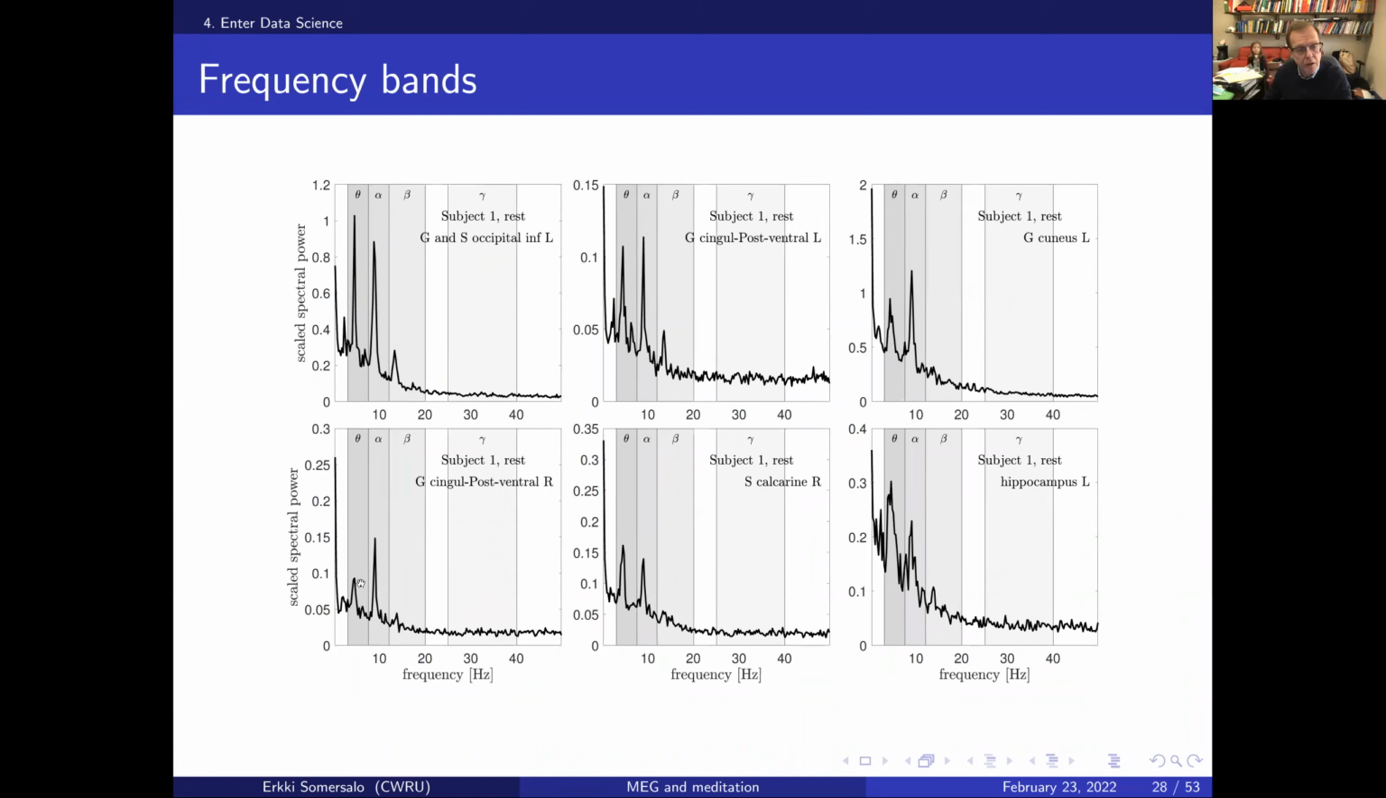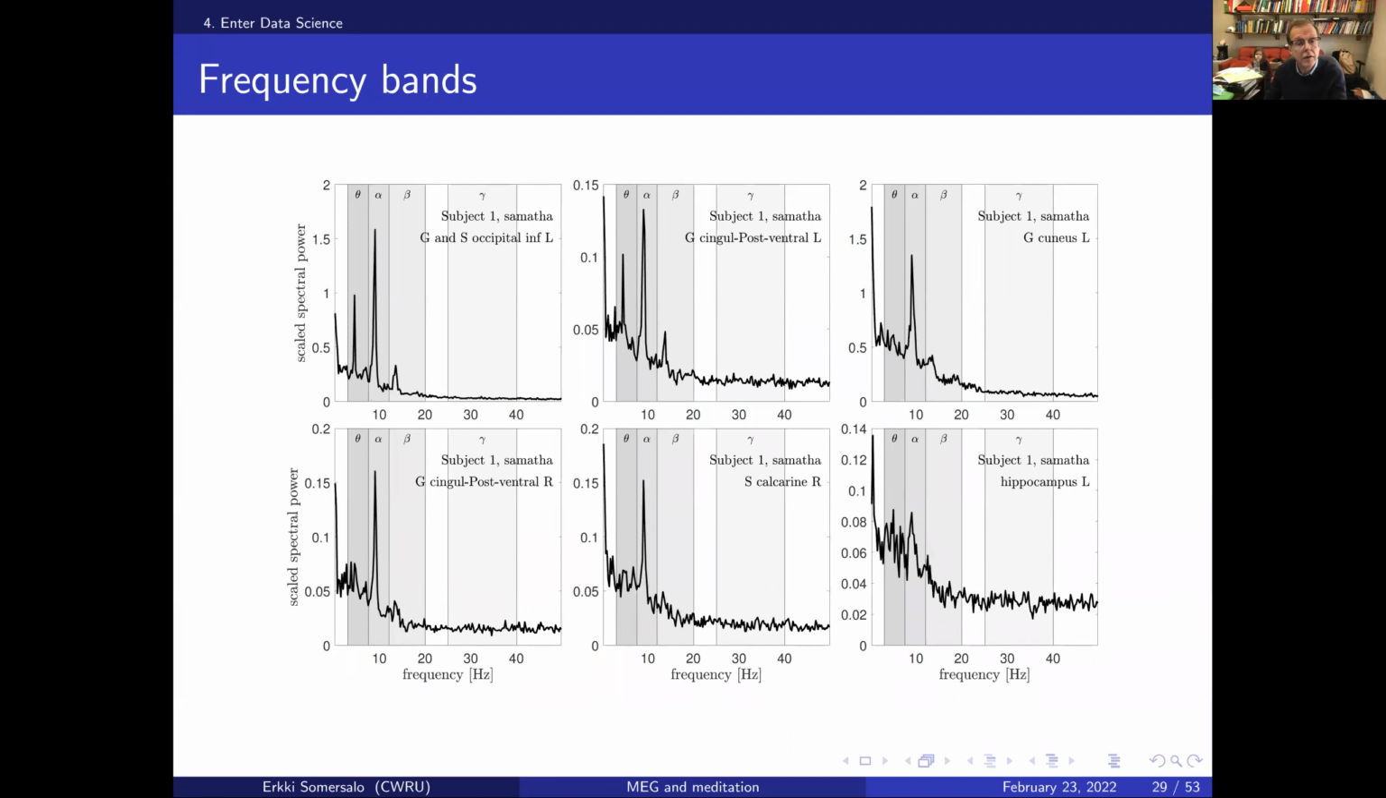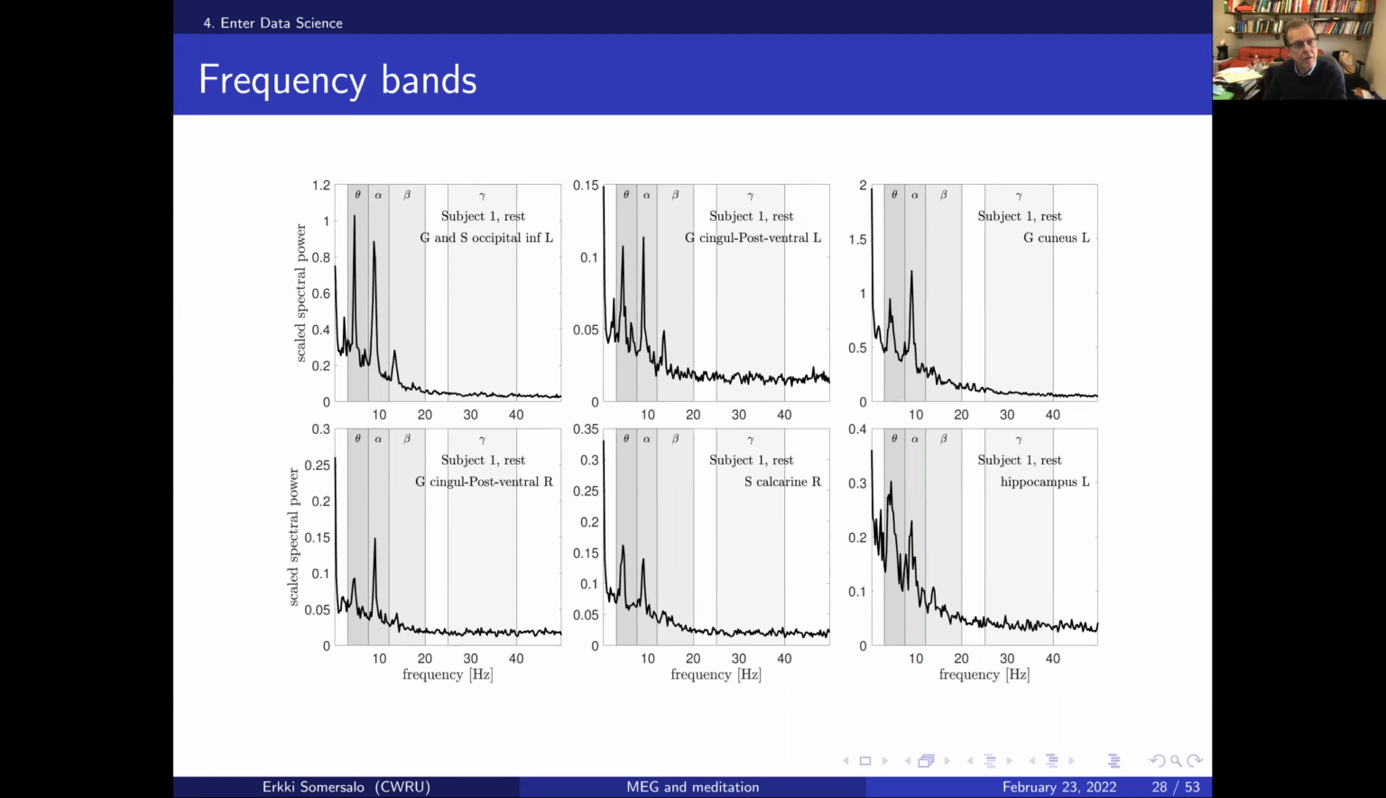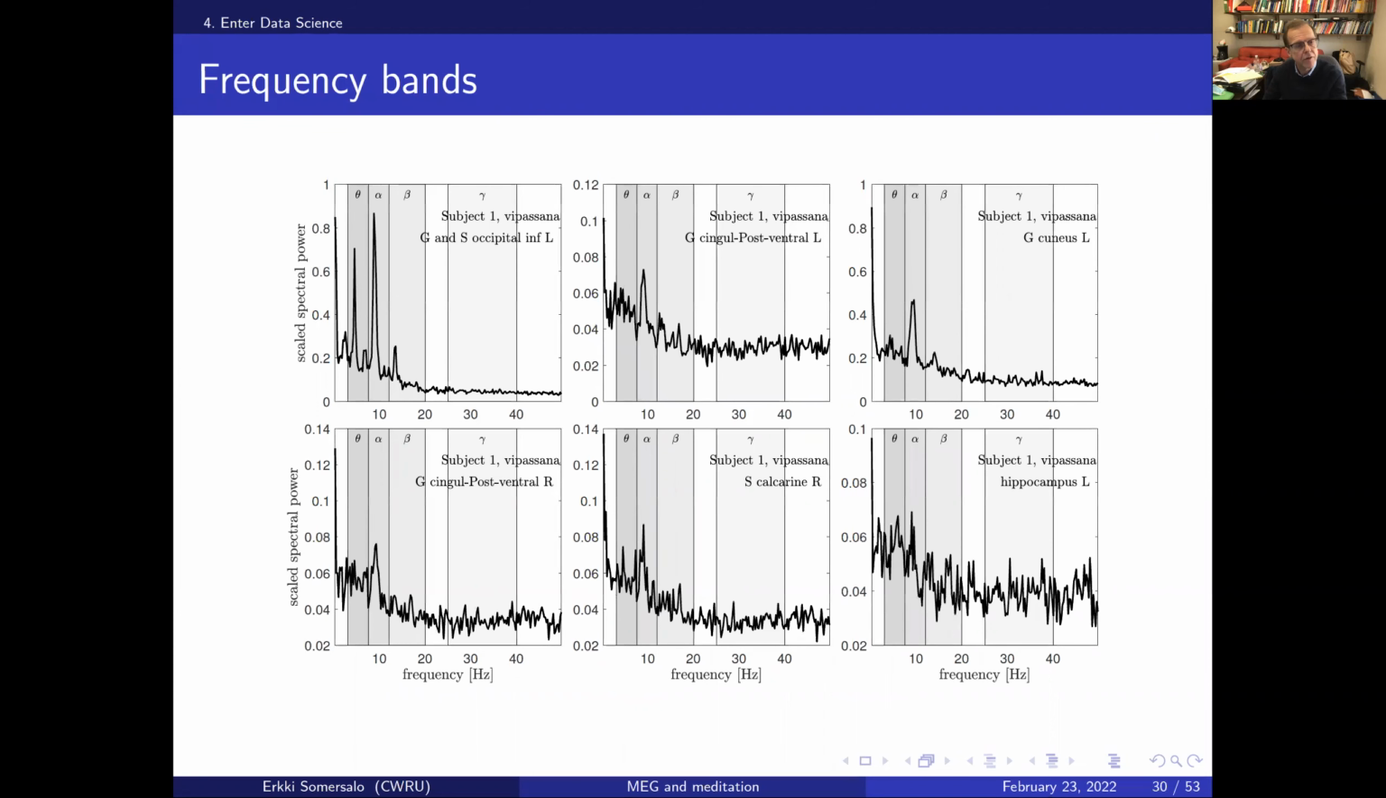But nevertheless, we integrate over the bandwidths so that we get the relative power in each one of those bands in our data. So here is Samatha, which is the focused attention meditation. So you can compare. This is a high brain activity state. Focused attention is a really active brain state. And then you look at the Vipassana, which is the open monitoring, and this is sort of a low activity state. So there are some visible changes in the activity patterns, as you can see.